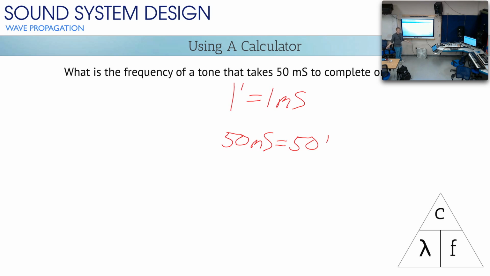50-foot wavelength. Now we have a variable we can work with, because wavelength is in our triangle here. So I want to know what frequency that is. I know the wavelength. Frequency is equal to speed of sound divided by the wavelength, which is 50 feet. 1,000 divided by 50 equals 20.